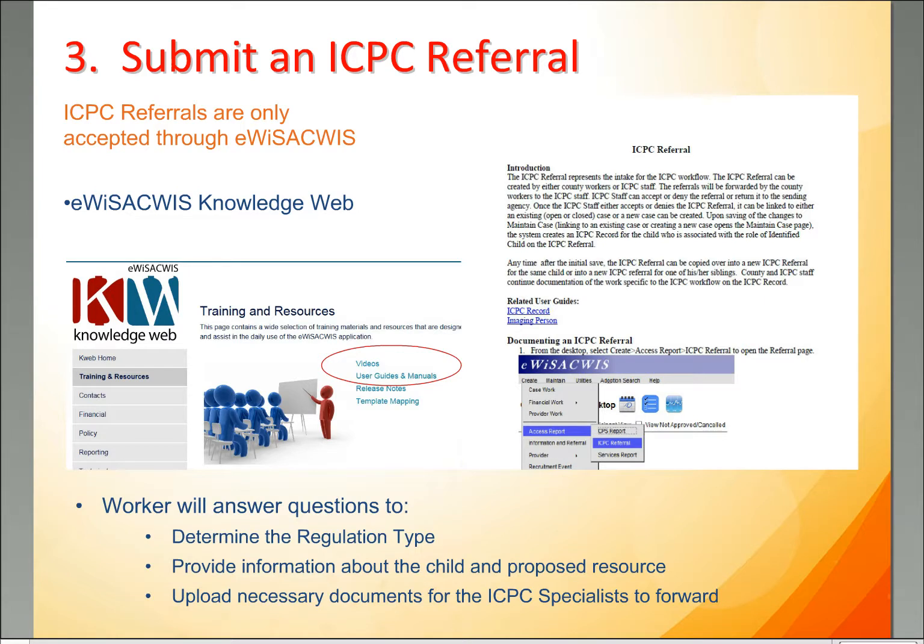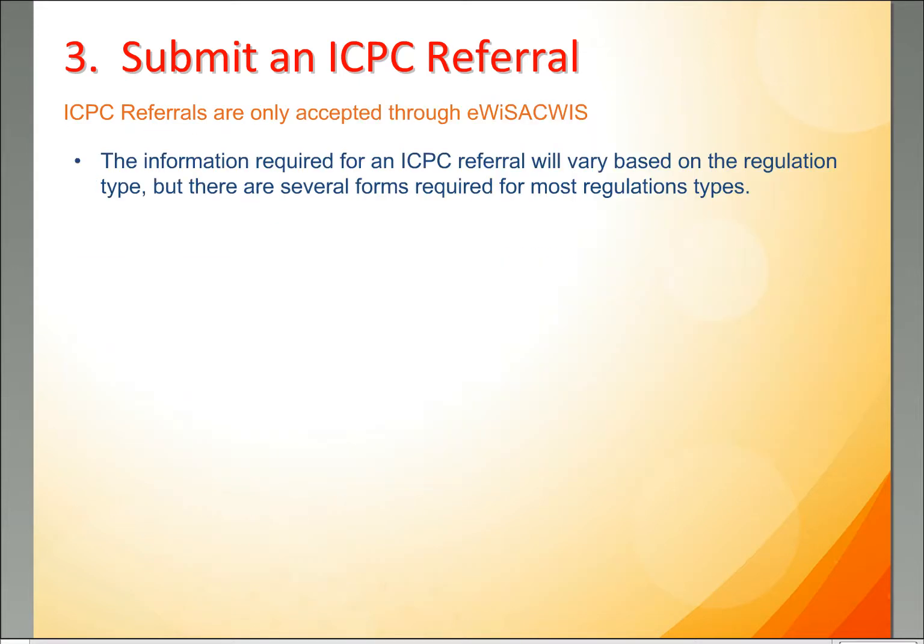The ICPC referral was designed to walk you through the ICPC process by filling out different tabs with information about the child and the placement resource. The second tab will help you determine which regulation type applies and then ask you for information based on that type of regulation. You will also provide information about the child and about the proposed resource. And finally, you will upload the necessary documents for ICPC specialists to review and forward to the receiving state.